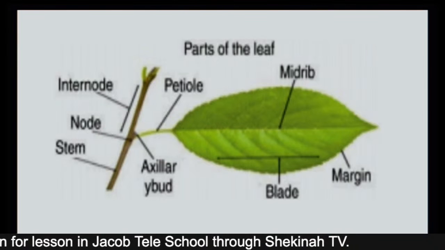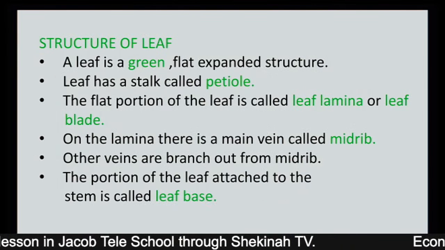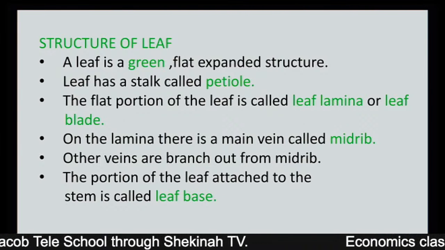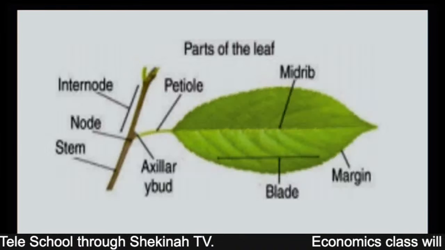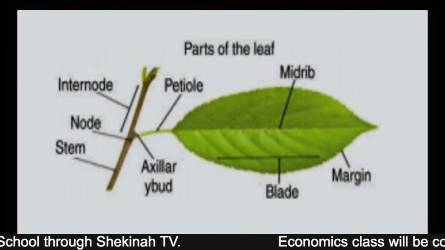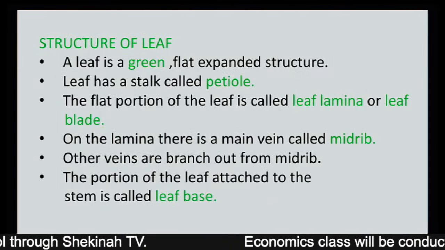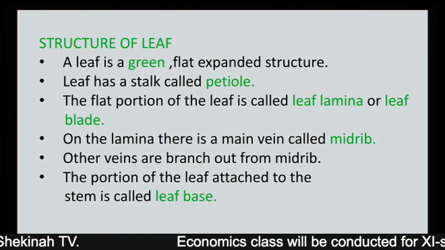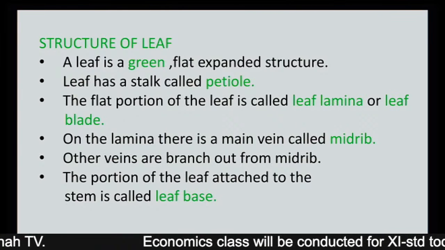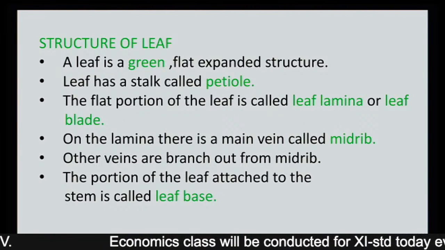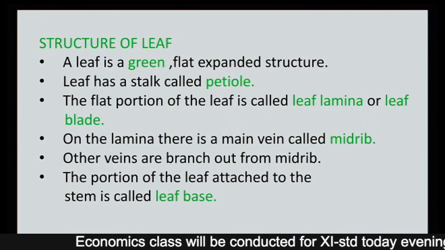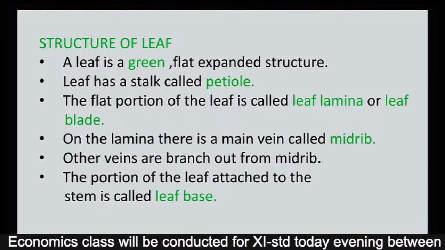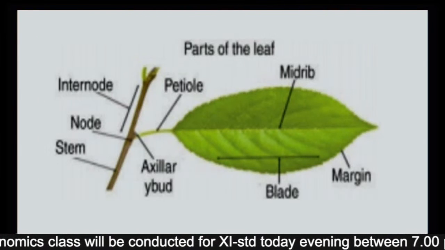Again I'll tell you. A leaf is green in color and has a flat expanded structure, and a leaf has a stalk called petiole. And you can see the picture. The flat portion of the leaf is called the leaf lamina or the leaf blade. On the lamina there is a main vein called the midrib. Other veins branch out from the midrib. The portion of the leaf attached to the stem is called the leaf base. These are the parts of the leaf.